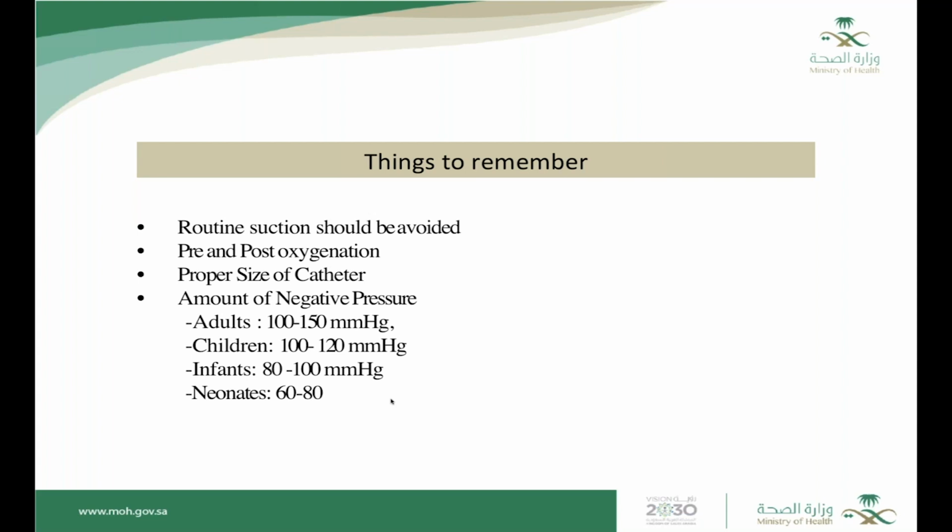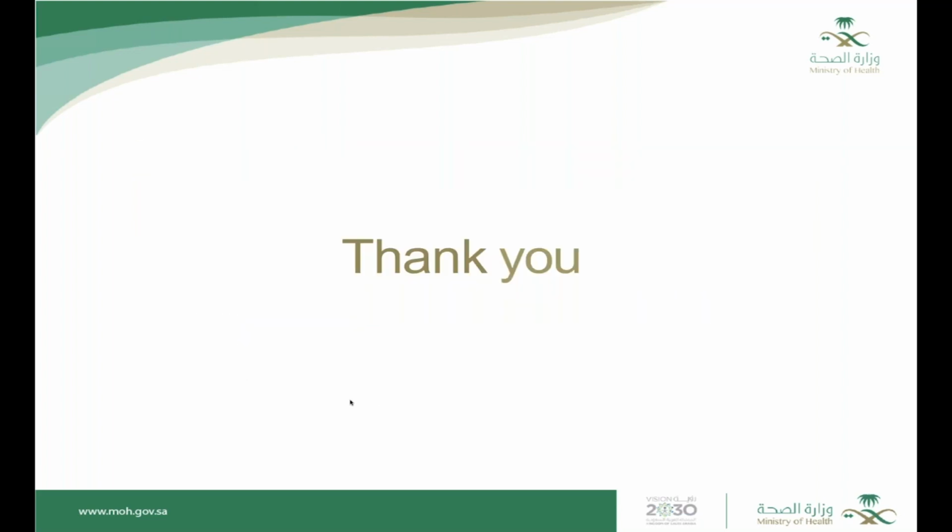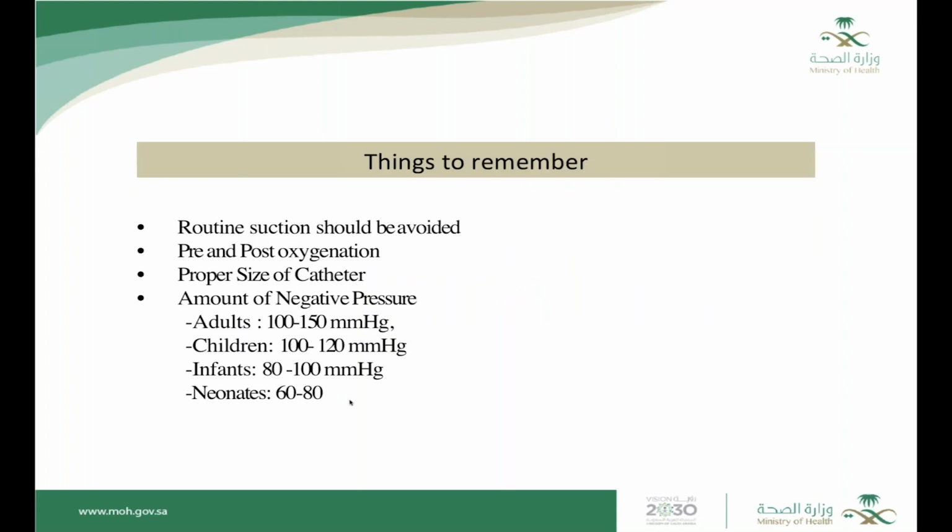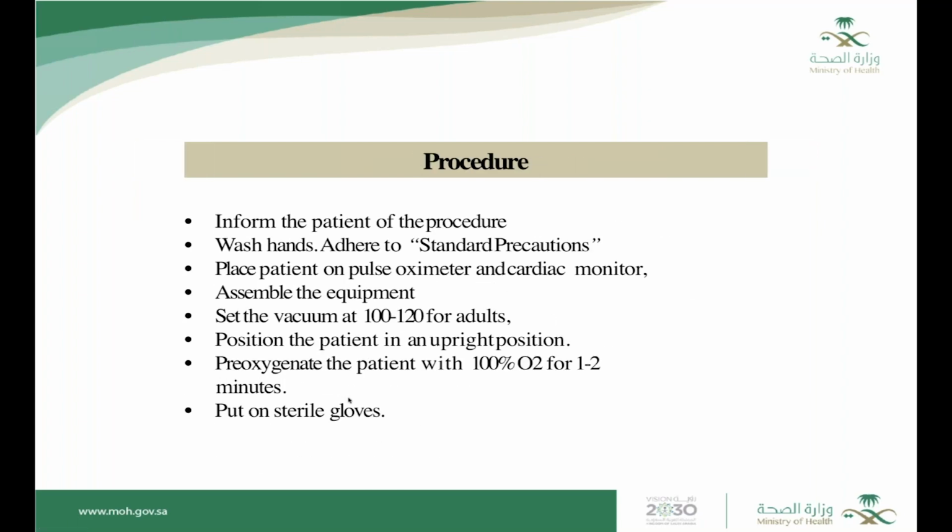Pre and post oxygenation for the patient. Please select the proper size of catheter for the suctioning. The amount of negative pressure: here we are talking about the vacuum. So for adults, you can set it between 100 to 150, children 100 to 120, infant 80 to 100, neonate 60 to 80.